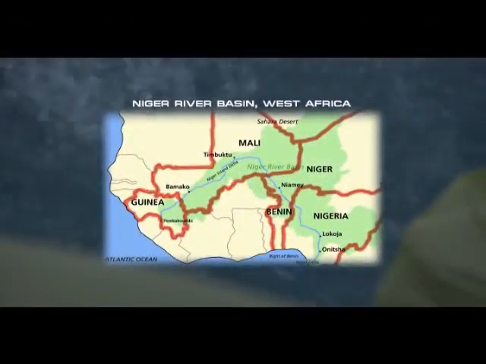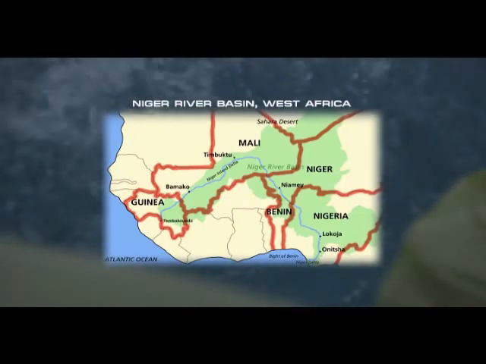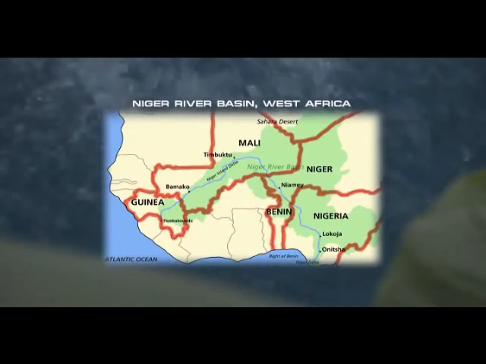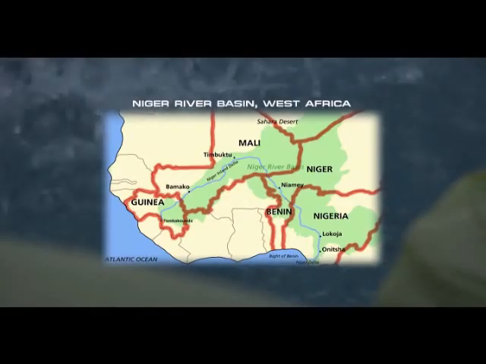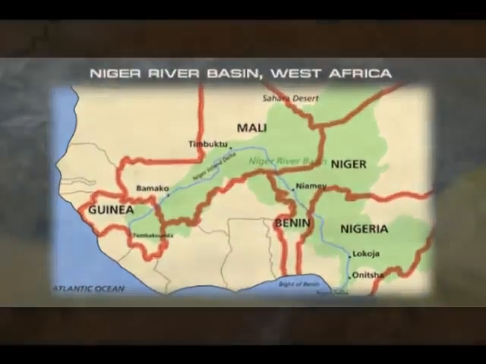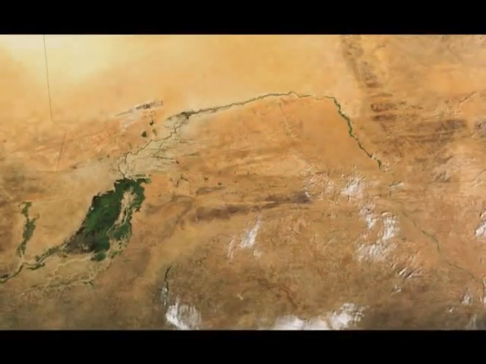Niger River is an international river in West Africa. It flows through five different countries, from upstream Guinea to downstream Nigeria. It is more than 4,000 kilometers long. Its drainage area is larger than 2 million square kilometers and is made up of 11 countries.